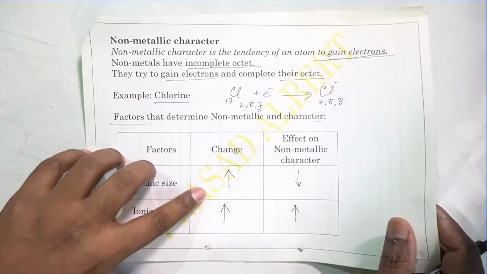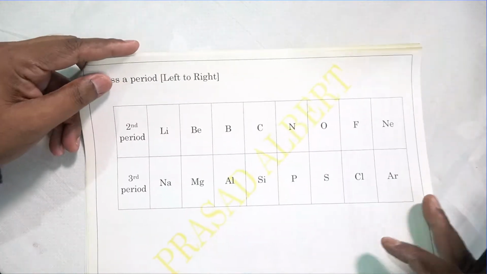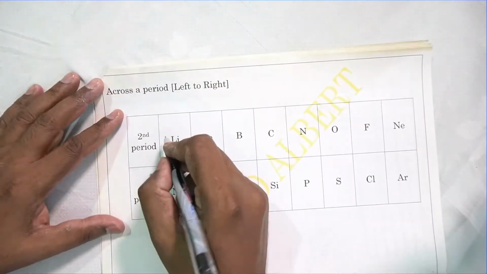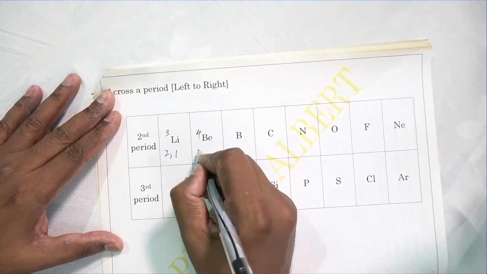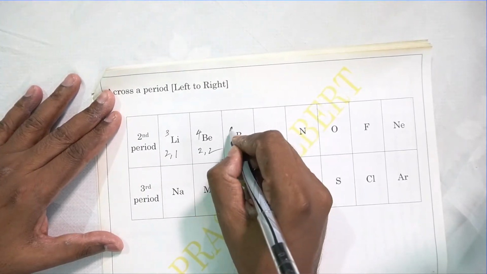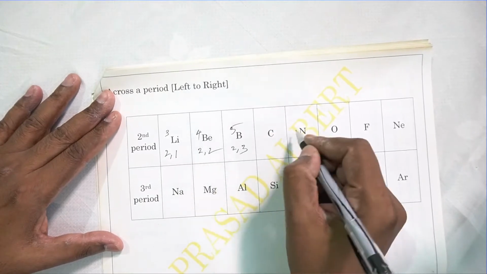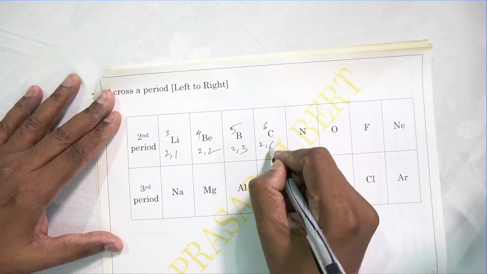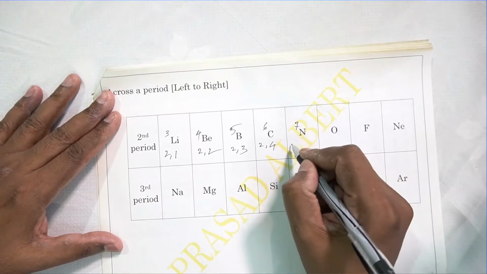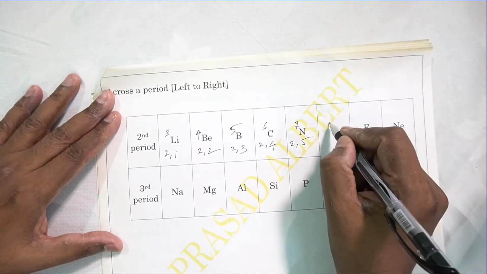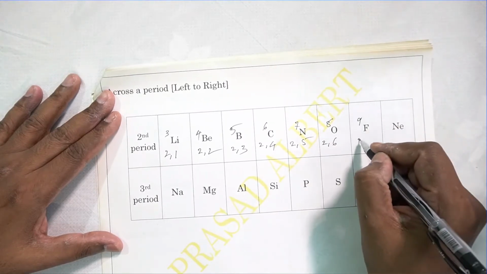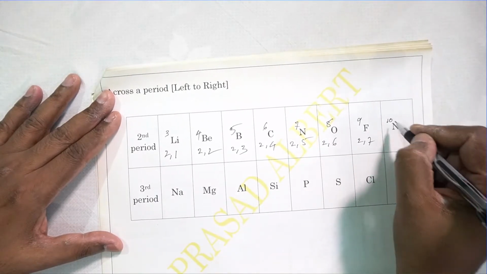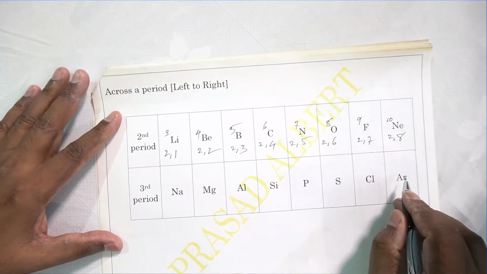Now let's apply these parameters across a period. Let's take the second and the third period. In the second period we have lithium, atomic number 3 with configuration 2, 1, beryllium 4, 2, 2, and boron is 5, 2, 3, and carbon is 6, 2, 4, nitrogen 7, configuration is 2, 5, oxygen 8, 2 and 6, fluorine 9, 2 and 7, neon 10, 2, 8.